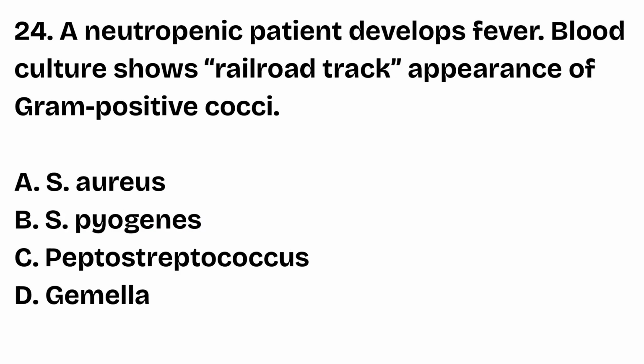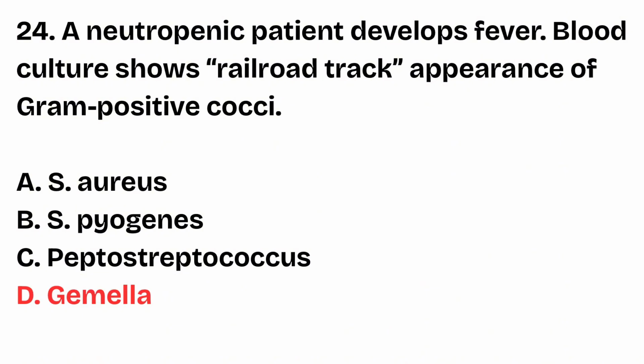Question number 24. A neutropenic patient develops fever. Blood culture shows railroad track appearance of gram-positive cocci. Identify the organism. Staphylococcus aureus, Streptococcus pyogenes, Peptostreptococcus, Gemella. The right answer is option D, Gemella. Gemella are gram-positive cocci that appear in railroad track or short chains arrangement. They are part of the normal oral flora, but they can cause bacteremia and infections in immunocompromised patients.